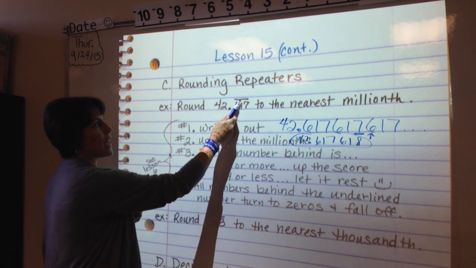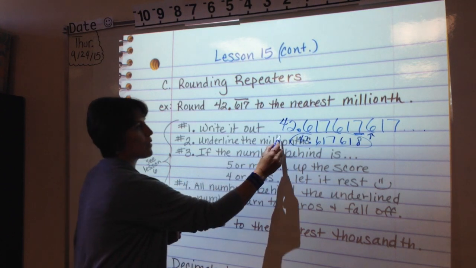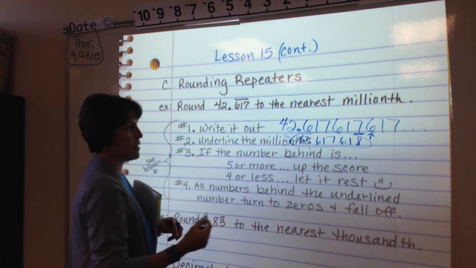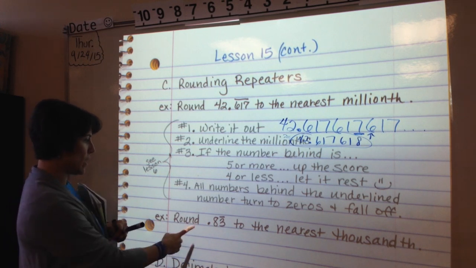So once you round it, that's getting rid of the bar. I mean, it's not repeating. That is just its rounded version. It's not the exact answer. Pretty cool? And so let's try one.